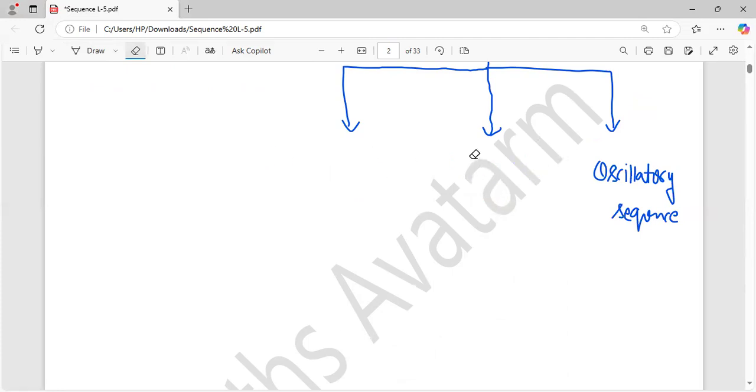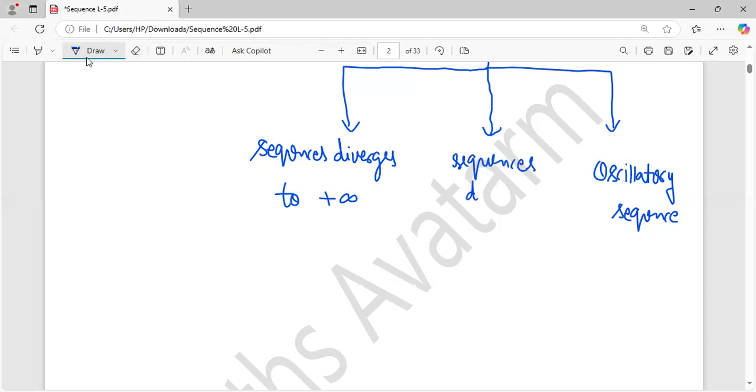I am writing it again. Sequences diverges to plus infinity. Sequences diverges to minus infinity. And oscillatory sequences.